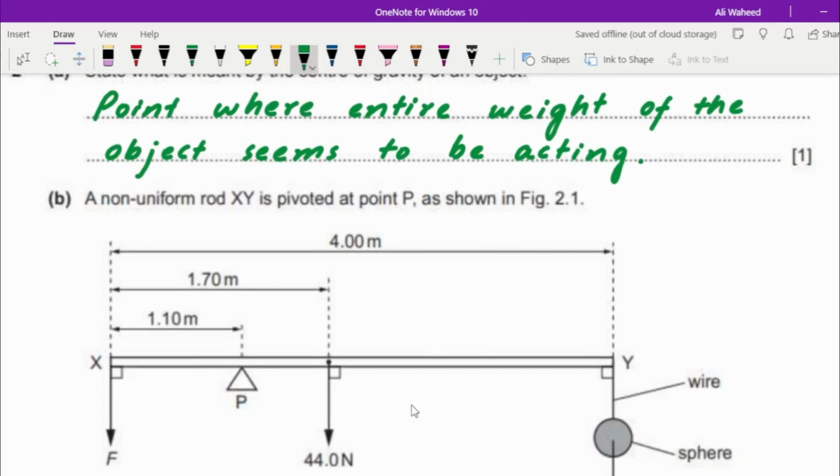So let's move on to the next question. A non-uniform rod XY is pivoted at point P. So this is your pivot. Non-uniform rod means the center of gravity of the rod is not exactly in the middle. If it were a uniform rod, and let's say the total length of the rod were 4 meters, the center of gravity would have been exactly at the 2 meter mark. But since this rod is non-uniform, there might be a little bit more mass concentrated on one side than the other.